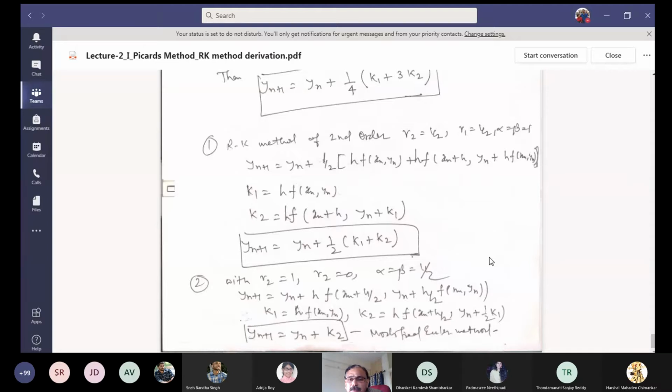So we have discussed the explicit second order Runge-Kutta method. Is that clear now? Is that clear? Yes, sir.